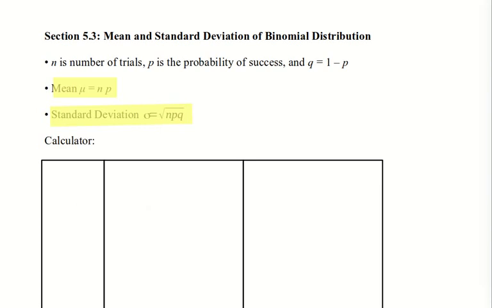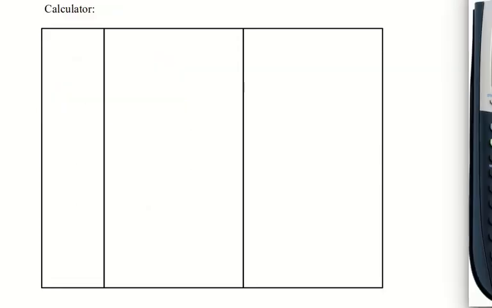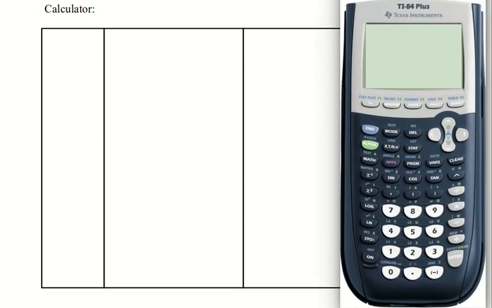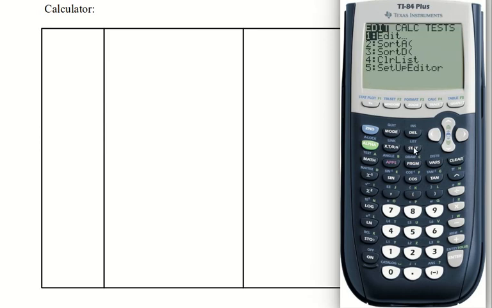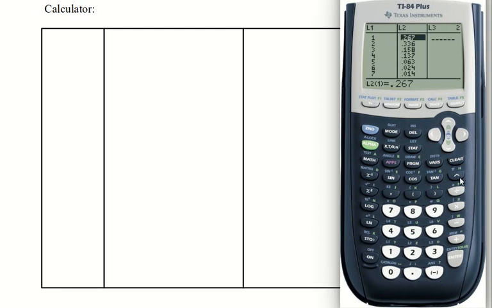So I'm going to go back to the previous page because there's plenty of room there, and I'm going to pull up our calculator and I'm going to show you how to do this. So we're going to turn it on. We're going to go into statistics. The default is edit. We're going to leave it there.